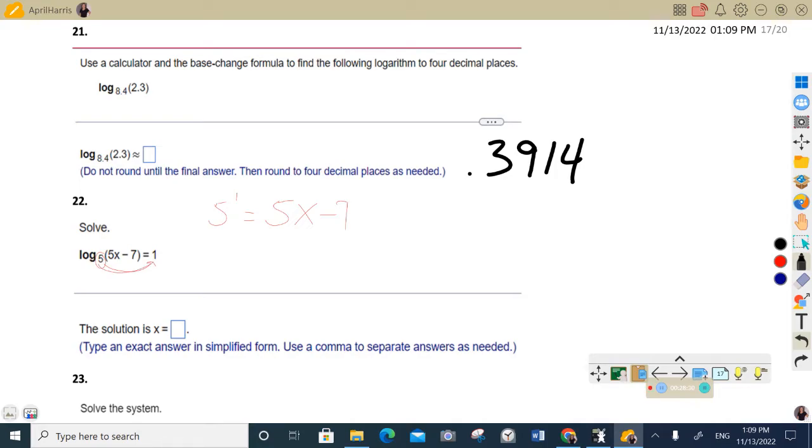So now I'm just going to solve for x. I'm going to add 7 to both sides and divide both sides by 5. So my answer is 12/5.